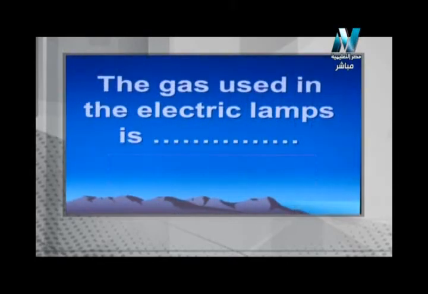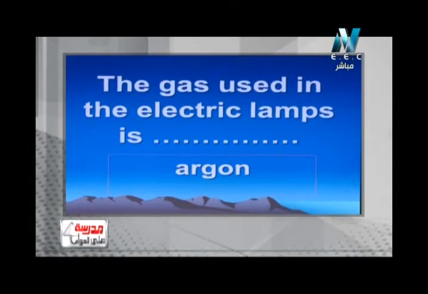Another question: the gas which is used in the electric lamps. The gas which is used in the electric lamps is what? Surely it will be the argon gas. The argon gas is used in the electric lamp. غاز الأرجون أو الغاز الخامل, which is called inert gas, is used in the electric lamp, and we know this gas is very important. Why? Because it prevents burning. هو بيمنع الاشتعال and doesn't assist burning. So again, the gas which is used in the electric lamp is argon gas.